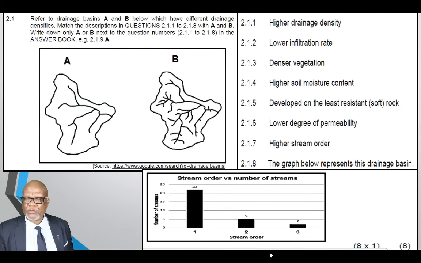Now, let's look at this. This is a similar question to that. Now we're looking at which one has a lower infiltration rate.